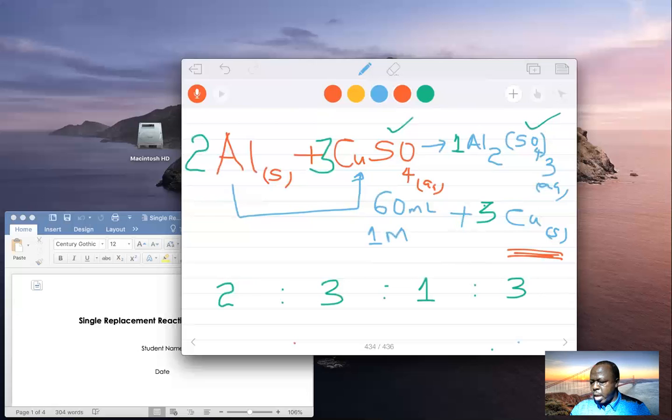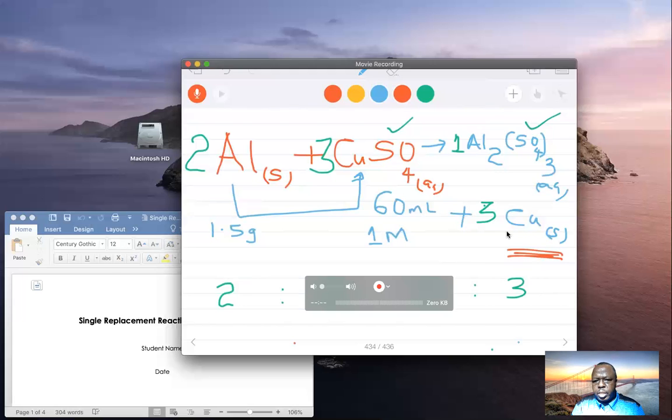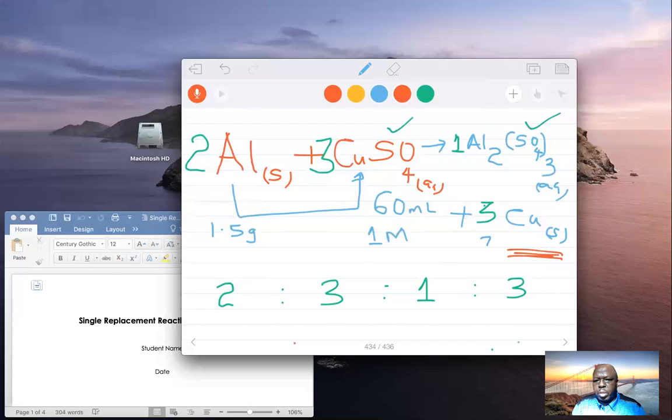And say I'm using 1.5 grams of aluminum. That's just the mass I've weighed. That is 1.5 grams, and I'm using 60 ml of the blue stuff. I'm just going to mix them in a beaker. Make sure that it is dissolved completely. Copper will be produced, and I want to know how many grams will be produced. I'm putting a question mark.